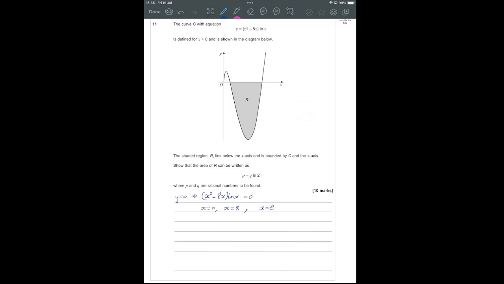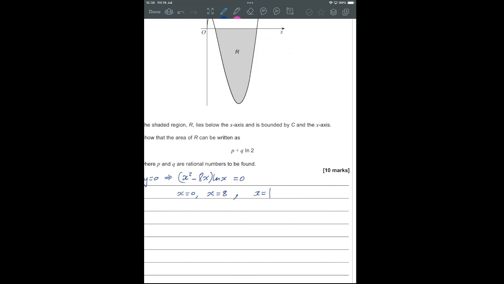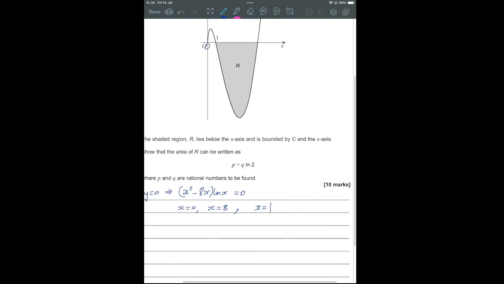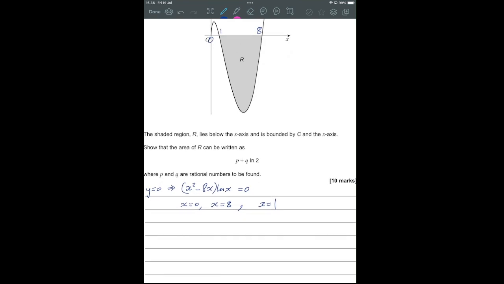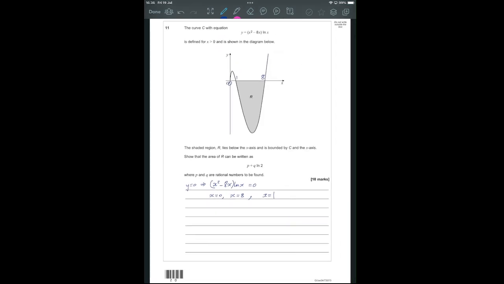Yes, 1, not e. So ln e is 1, whereas ln 1 is 0. And from the picture, we can see that that was 0, that's 1, that's 8. We're going to use the limits of 1 and 8. So that region, and actually the negative area, because it's below the x-axis, is the integral between 1 and 8 of x squared minus 8 ln x.